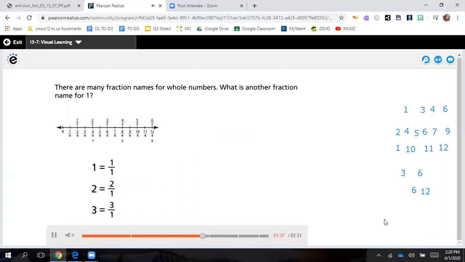There are many fraction names for whole numbers. What is another fraction name for 1?